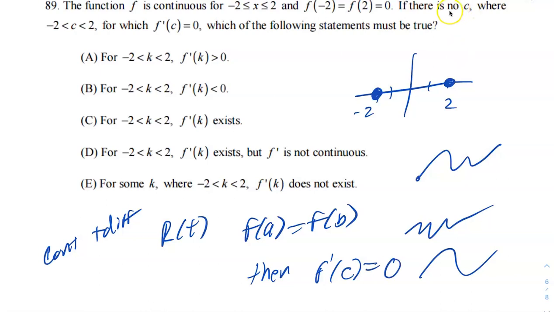Now again, notice what it's saying. It's saying there is no c that makes this work, so something here has to be wrong. They tell us already it's continuous, so it can't be that it's not continuous. It has to be that it's not differentiable. That has to be what's wrong.